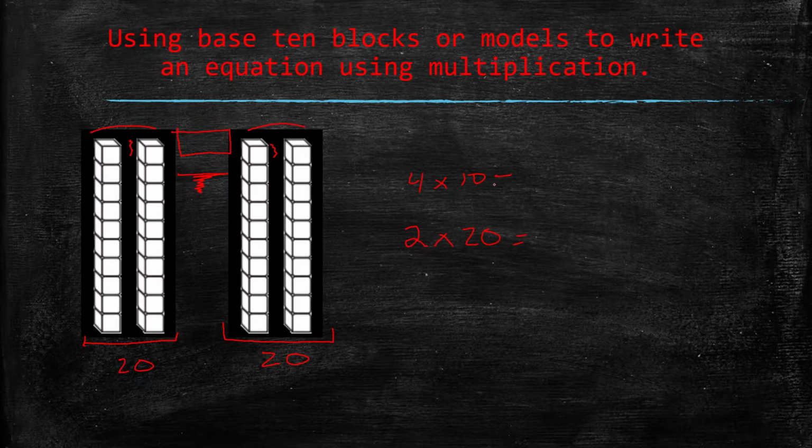And if we're writing an equation, remember, it's got to have the equal sign. And 2 times 20, if you want to multiply it like this, that's fine. 2 times 0 is 0. 2 times 2 is 4. So your answer is 40. Now you get the same answer on both. The only difference is the numbers you use in your equation.